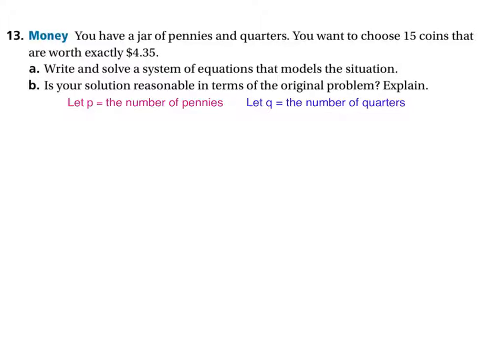We have a jar of pennies and a jar of quarters. They have a certain value. So if we're talking about what the total value is going to be here, $4.35, we need to multiply the number of pennies by their value.